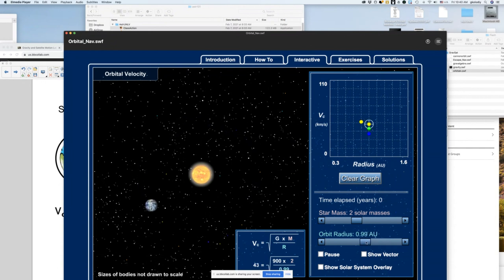Let's put it back at 1. And you see originally it was 30, and now it's 42. What if we triple the mass of the sun? Okay, make it 3 times as big. Look at that. It's now 52. This becomes 3. So let's put it back to what it was, 1.